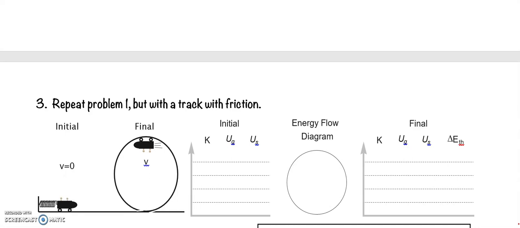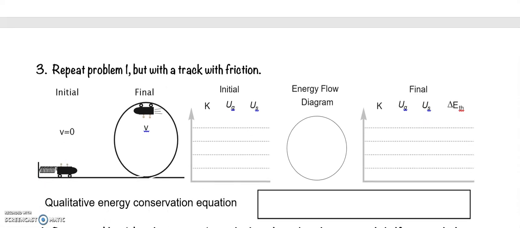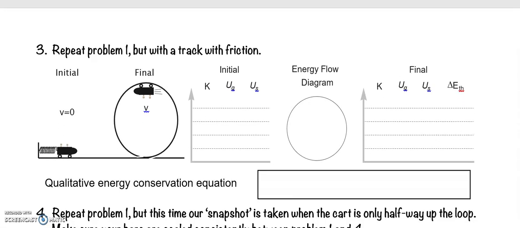Now let's move on to number 3. In number 3, we're repeating problem 1 once again, but this time we have friction. So since we're going back to number 1, our system contains the cart, the earth, the track, and the spring.